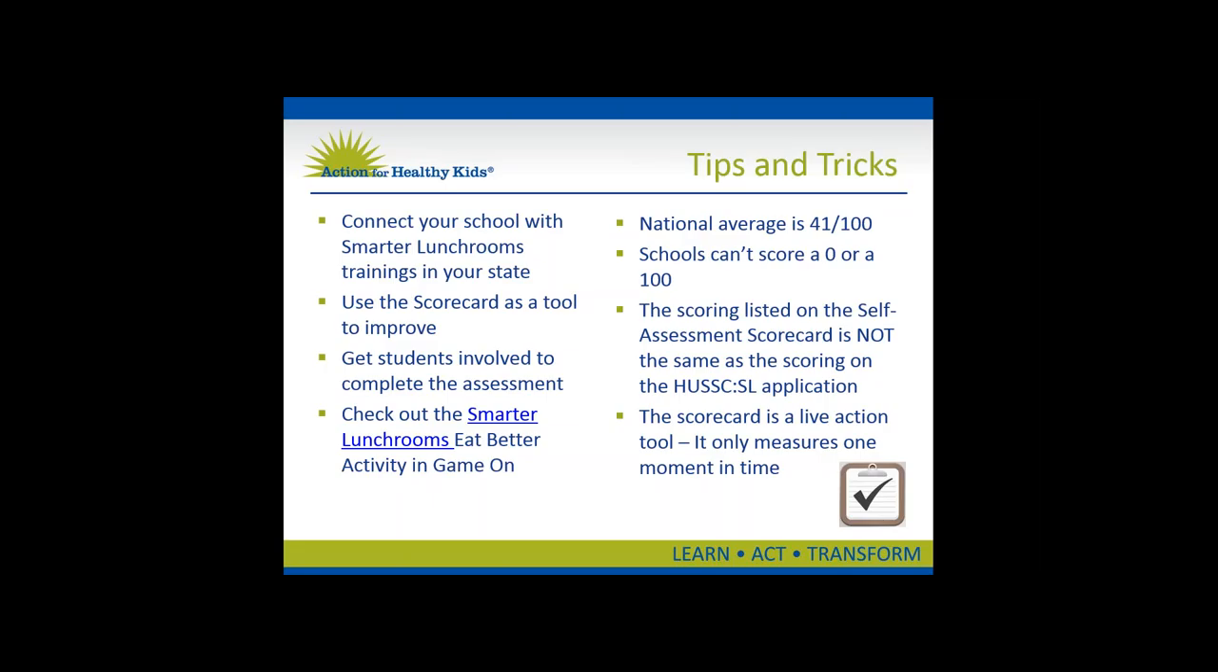Some things to remember: the national average is a 41 out of 100, and schools cannot score a 100. Also, the scoring listed on the self-assessment scorecard is not the same as the scoring in the HUSSC Smarter Lunchrooms application. And lastly, the scorecard is a live action tool. It only measures one moment in time, which is why it's recommended to do it once a year.